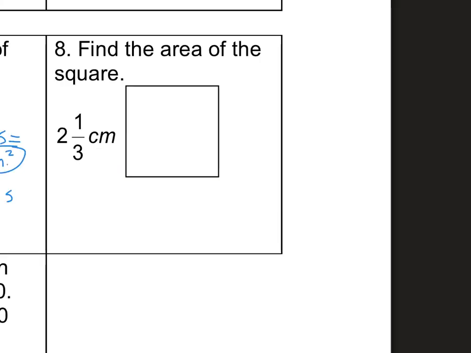So how do we find the area of this figure? Well, we pay attention to what it says. It is a square. And what do we know about a square? A square has 4 equal sides.